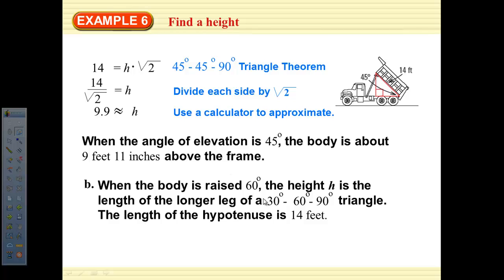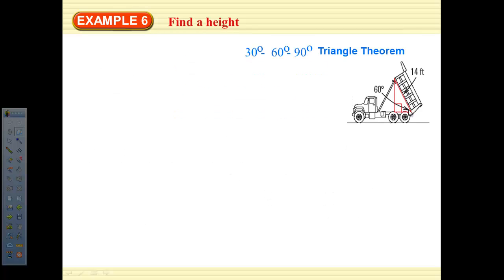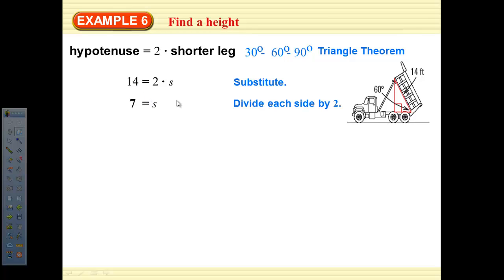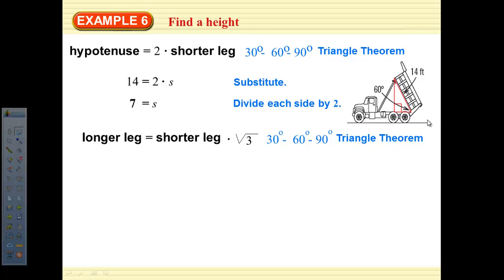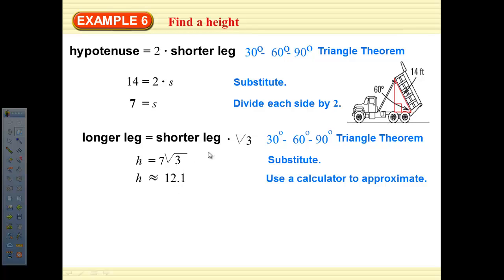And for the second one, the picture looks like this now, where that's 60 degrees, and we want to know this height, where the hypotenuse is 14. So again, we know that 2 times this bottom part will be 14. Therefore, this bottom part is 7. And since this times rad 3 is the height here, we would plug that in and we'd get 7 rad 3 there. So calculating that, that would be about 12.1.